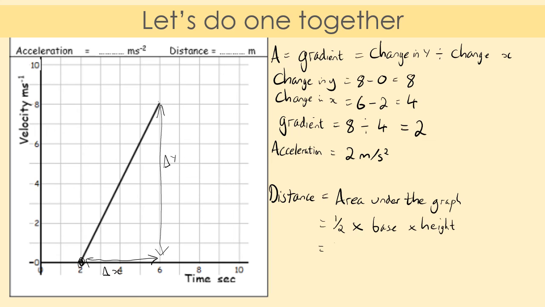which again equals half, or 0.5, I'm doing it on a calculator, times by my base, which is 2. We're starting at this point here, up to 6, which equals 4, times by my height, I'm going from 0 all the way up to 8. Do that on my calculator. I do 0.5 times 4 times 8, and that gives me 16 meters. So these are my two answers. Well done for doing that with me.